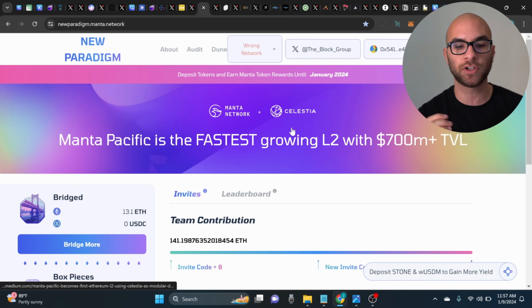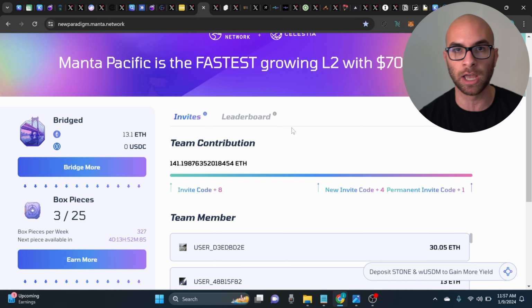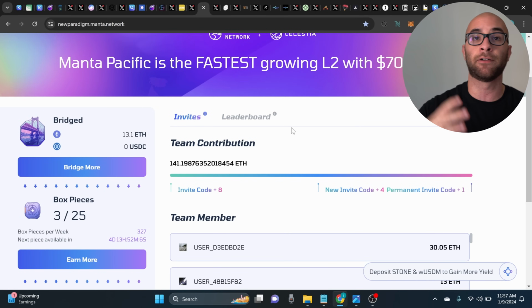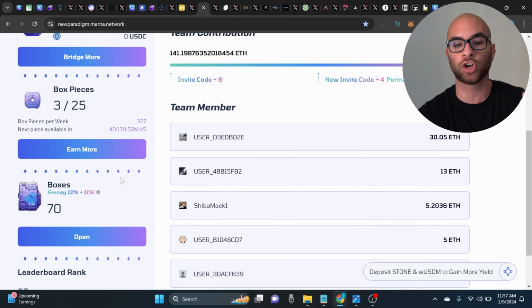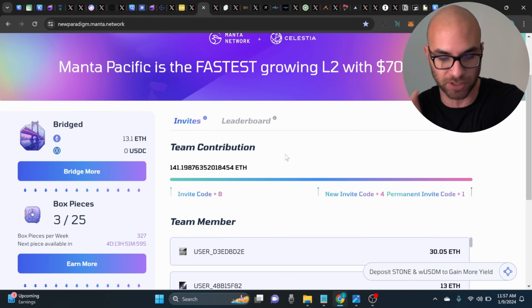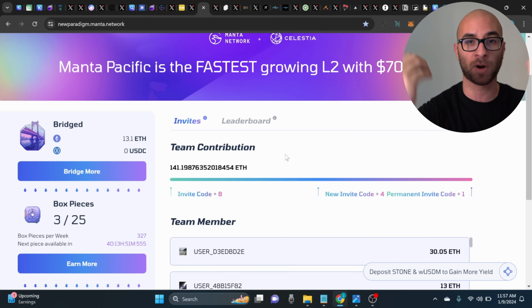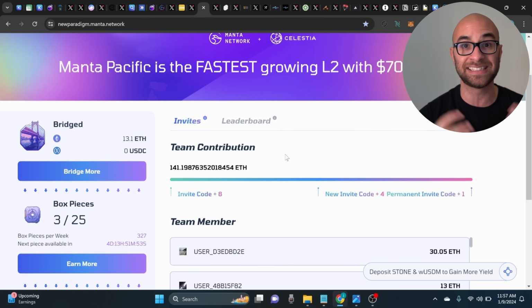But in order to give yourself a higher chance, you can actually deposit some of your Ethereum or some of your USDC and farm these different boxes in order to open them up and potentially get some additional NFTs and additional Manta token. So I would recommend watching that whole entire video I made if you want to participate in this. I think the deadline is the 16th.